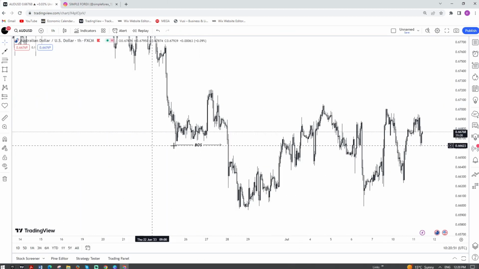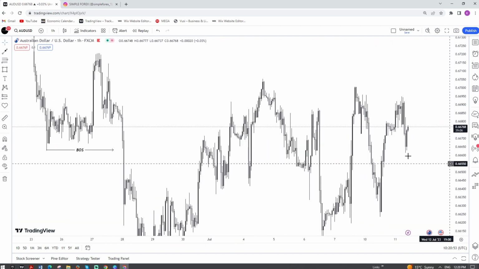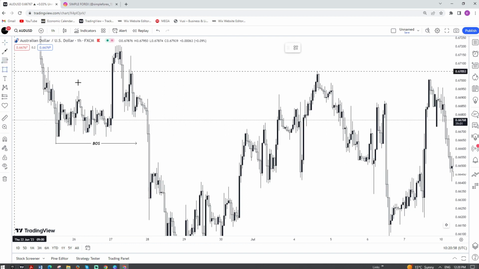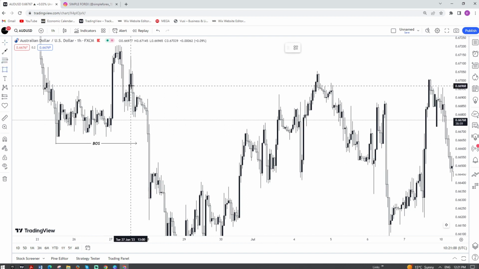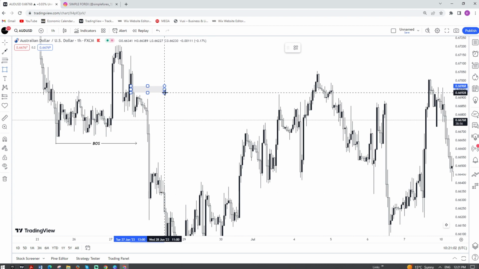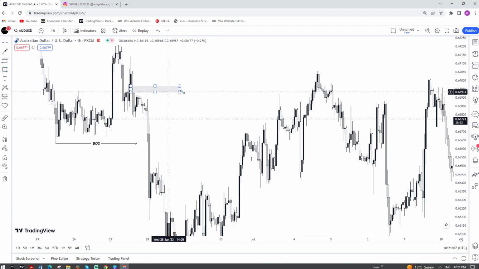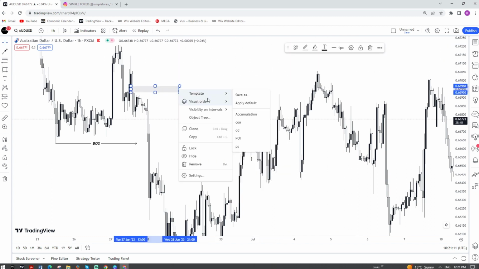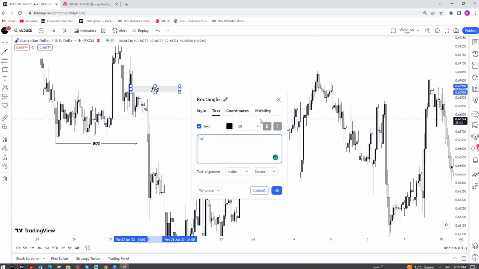So after the break of structure, I saw over here there's a fair value gap. As you can see, the low of that candle and the low of that candle over there do not touch. So we count that as our fair value gap, right? So it's a fair value gap right there. Just make it a little bit smaller. It's a fair value gap right there.